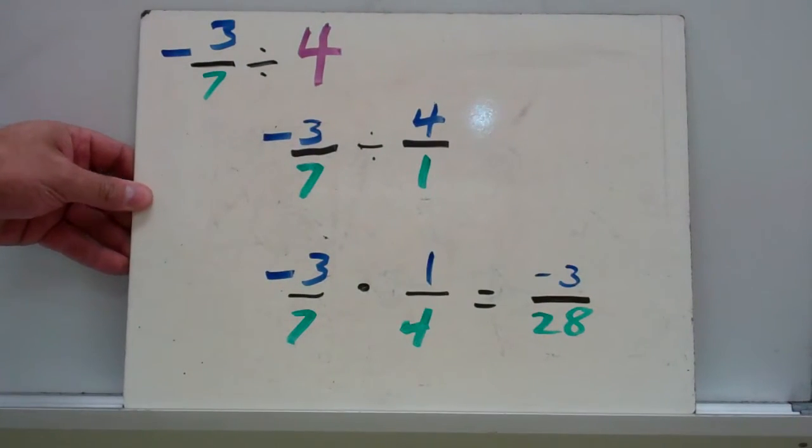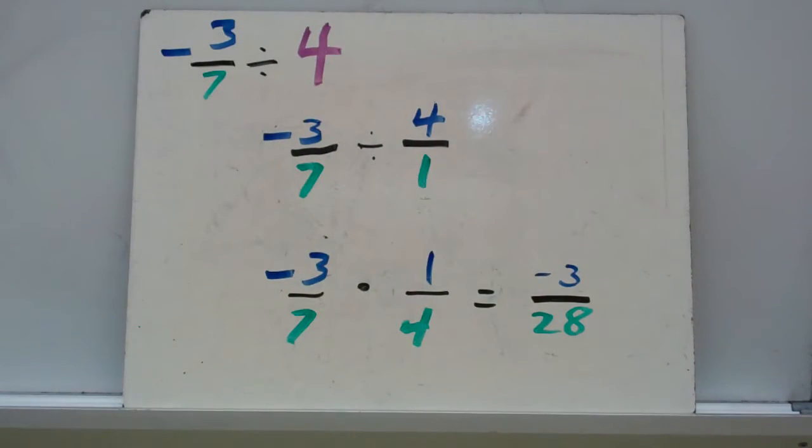As another example, we have a negative 3/7, and we are dividing that by 4. In this case, it will be very helpful for us to put a number 1 under the 4. So we have two fractions to work with. So now we have negative 3/7 divided by 4 over 1.